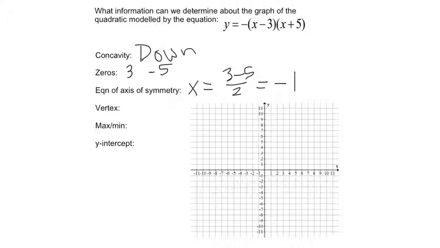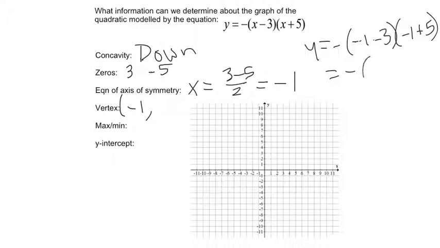Our vertex has its x-coordinate the same as the axis, so we already know half of it, that's negative 1. And the y-coordinate comes from substituting this into this relation. So wherever I see x, I put in a negative 1, there and there. So if I just do that quickly over here, y equals negative (negative 1 minus 3) multiplied by (negative 1 plus 5). And if I work that out, I get positive 16. Okay, so my vertex is at negative 1, 16. It's a bit of an awkward number because it's going to be off of my scale, but that's okay. We'll deal with it.